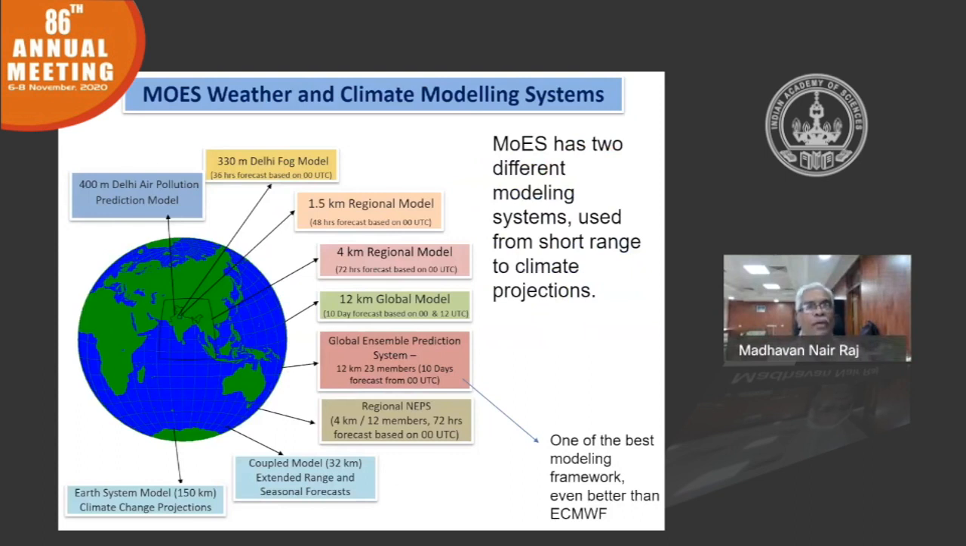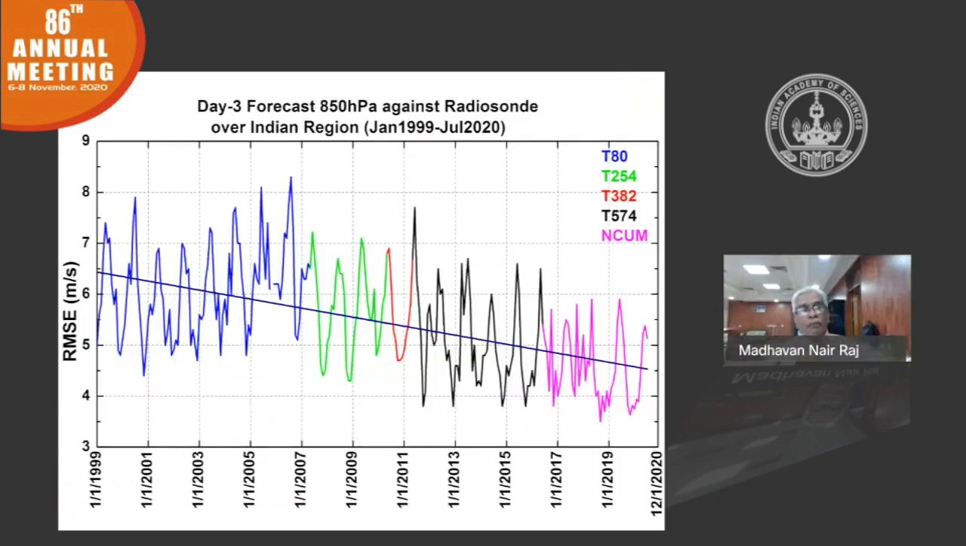We have, starting from a 400 meter Delhi air pollution prediction model, a Delhi fog model, and a 1.5 kilometer regional model. We have a global model of 12 kilometer, a system model of 150 kilometer which will be used for climate change prediction, and a coupled model of about 32 kilometer. And this is the way the forecast skill goes.